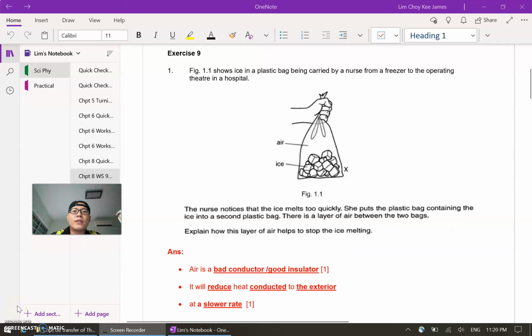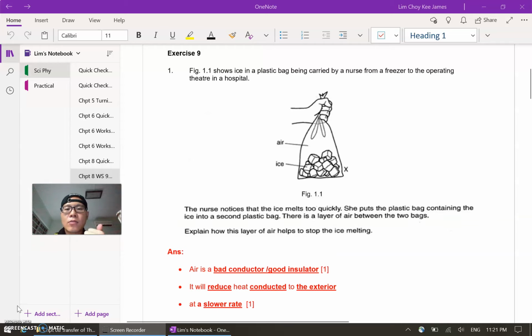Okay, good evening everybody. Today we'll run through 3 questions on heat transfer. For these 3 questions, I would like to emphasize that students take note of the way we analyze the questions to arrive at the correct mode of heat transfer.